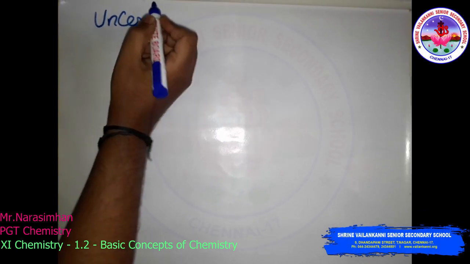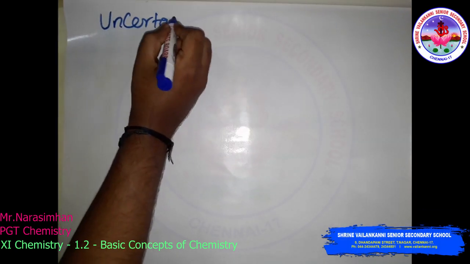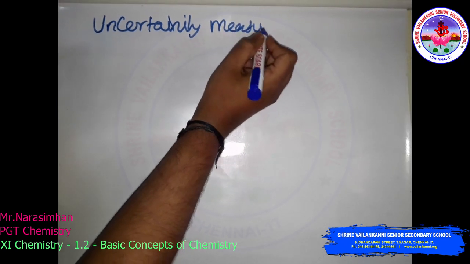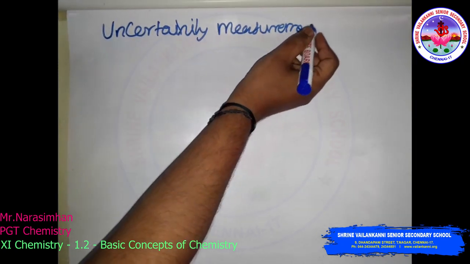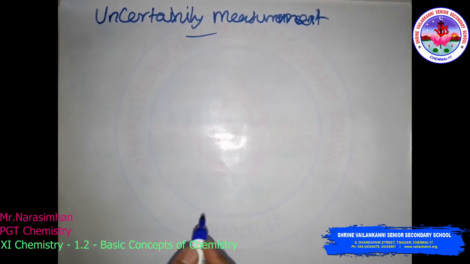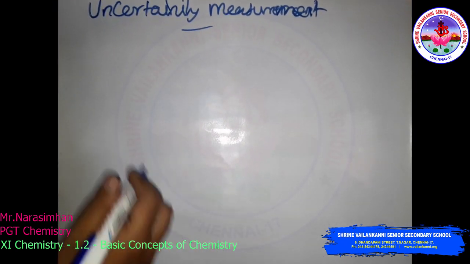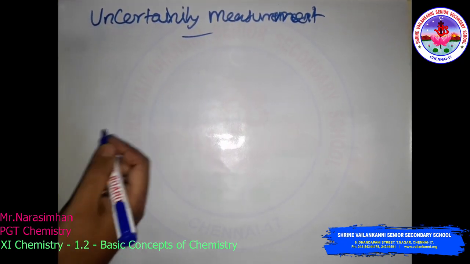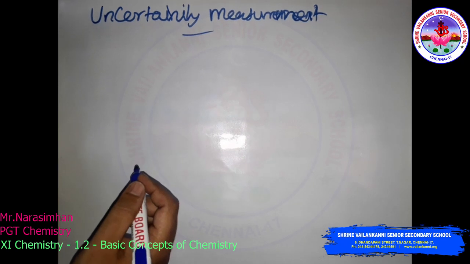Next topic is uncertainty measurement. In uncertainty measurement, we have subdivisions: scientific notation, significant figures, and dimensional analysis.